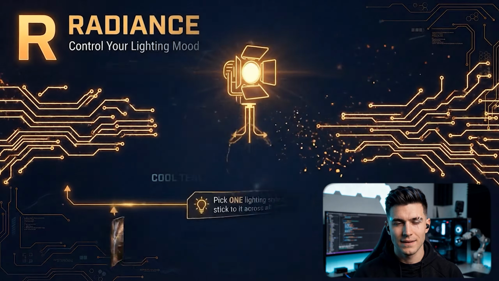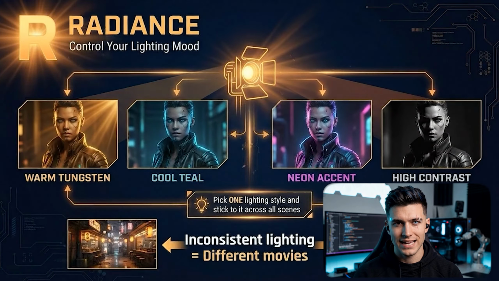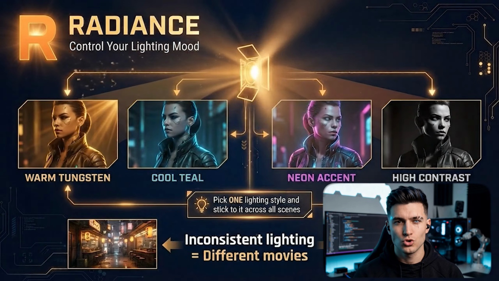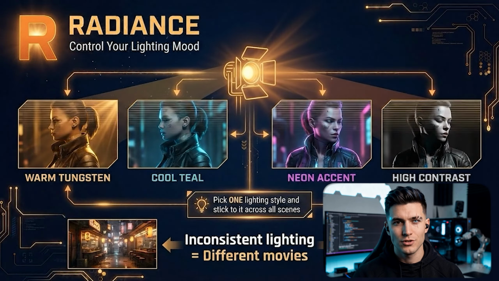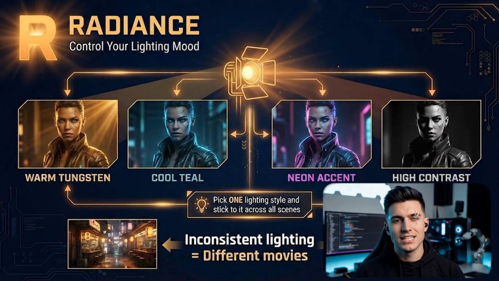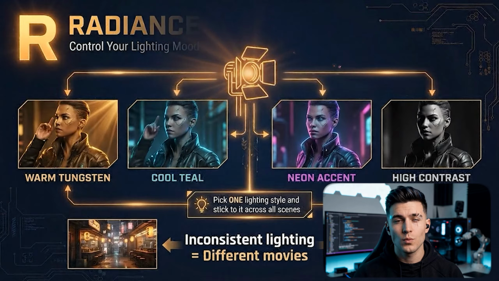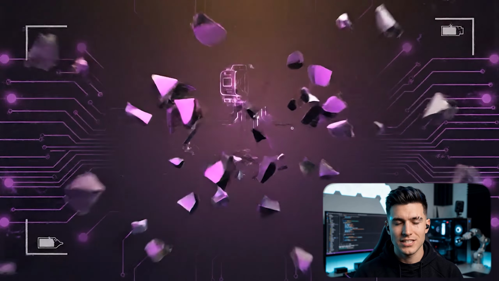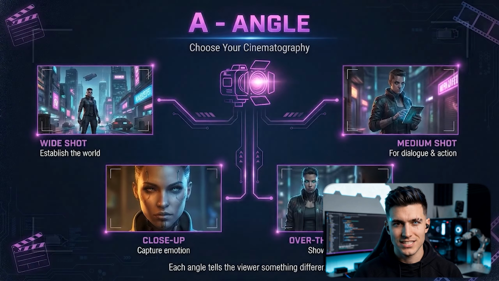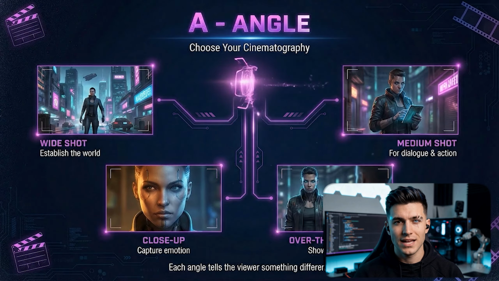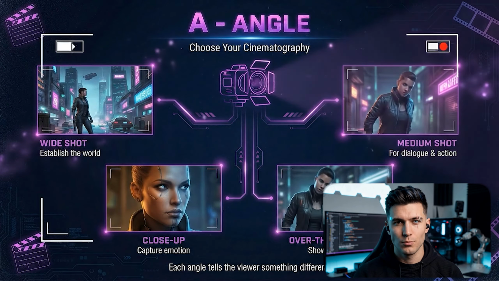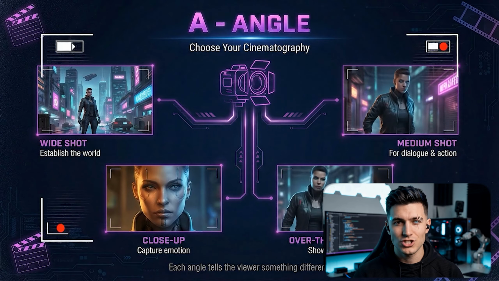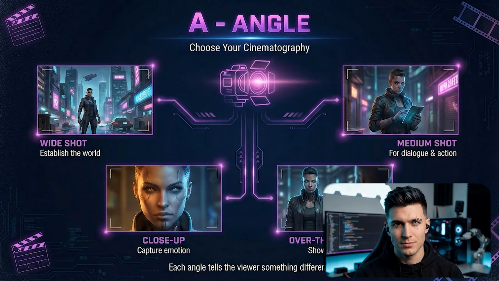Radiance is your lighting, and here's what most people miss. Your lighting needs to stay consistent across your story, or it looks like scenes from different movies. Pick a mood. Cinematic with teal shadows. Warm tungsten with neon accents. Stick to it. Angle is where you become a cinematographer. Wide shot to establish. Medium shot for dialogue. Close up for emotion. Over the shoulder for interaction. Each angle tells the viewer something different.